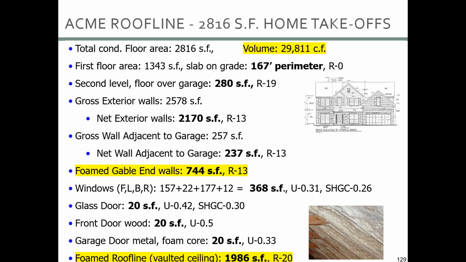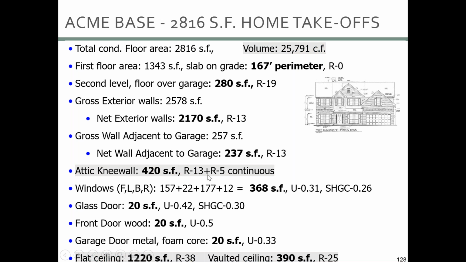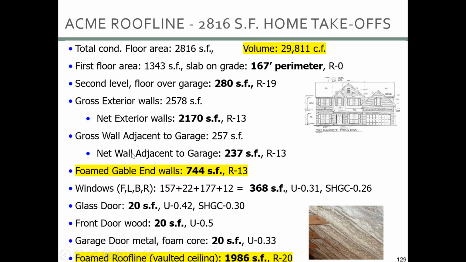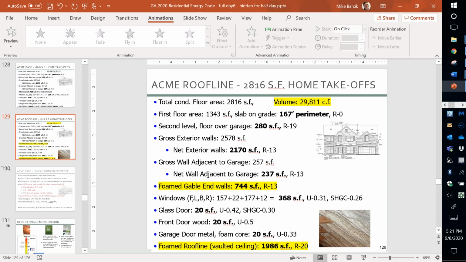Now that we have the two things that changed, we also got rid of the knee walls. The knee walls are no longer there because we're foaming the roof line, and so we've replaced them with the foam gable walls. So with that, if you can help me remember these numbers, I'm going to go and make a change.